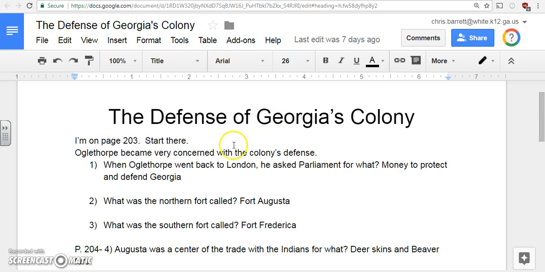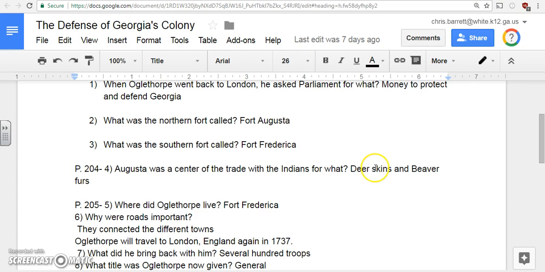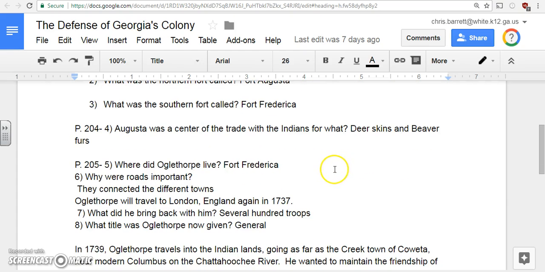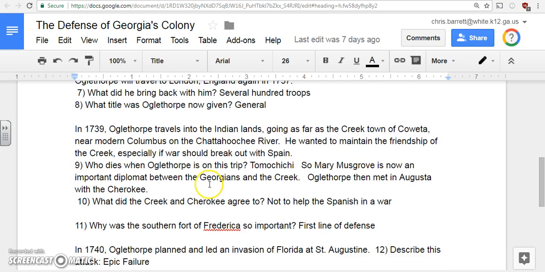When we look at the defense, we looked at Fort Oglethorpe, Fort Frederica, Fort Augusta, the Battle of Bloody Marsh, all of these things. The trading with the Native Americans of deerskins and beaver. Oglethorpe's going to go back and forth. Sometimes he's going to bring troops back with him. He's going to trade and travel and set up relations with the Creek and the Cherokee Indians, mostly to help protect the colony from the Spanish. So the Native Americans, the Creek and the Cherokee, agreed not to help the Spanish in the war.